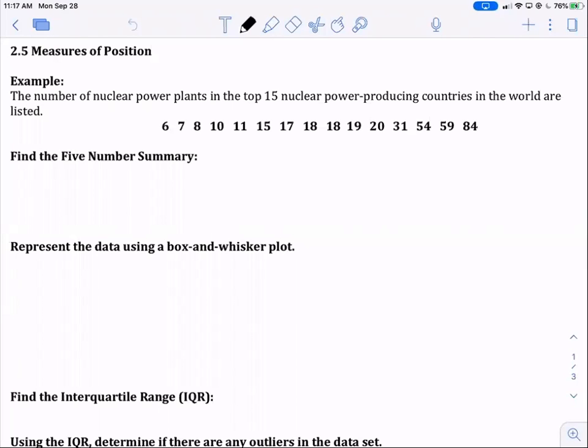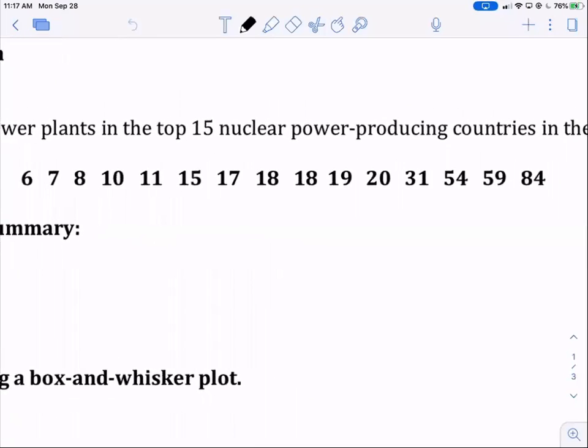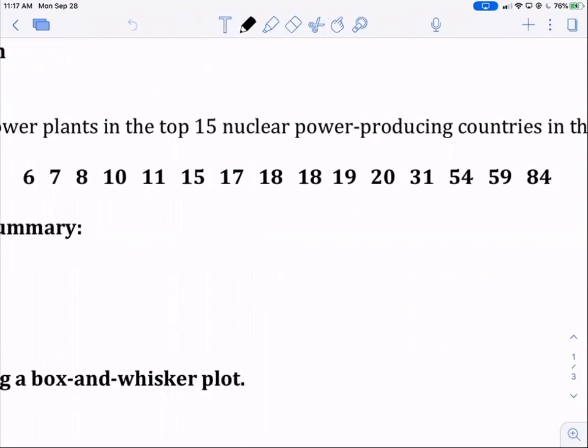2.5 measures the position. Okay, so we're gonna go through an example, find the 5-number summary, make our box and whisker plot, find our outliers, and all of that fun stuff. So go ahead, write down that list of numbers. 6, 7, 8, 10, 11, 15, 17, 18, 18, 19, 20, 31, 54, 59, and 84.